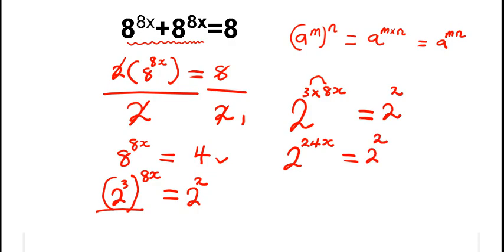Here, since the bases are the same, we have 2 here and we have 2 here. So since the bases are the same, you are going to equate the power. How do we equate the power? Based on law of indices, we're going to have 24x is equal to 2. 24x is equal to 2. So let's go ahead and clean here.